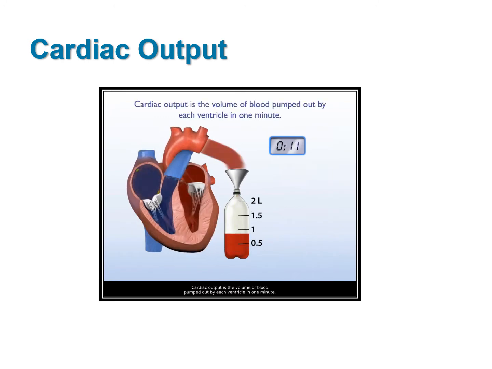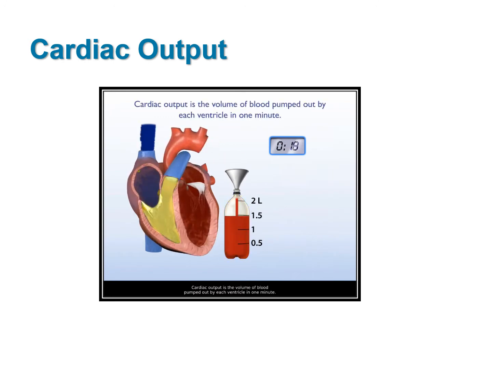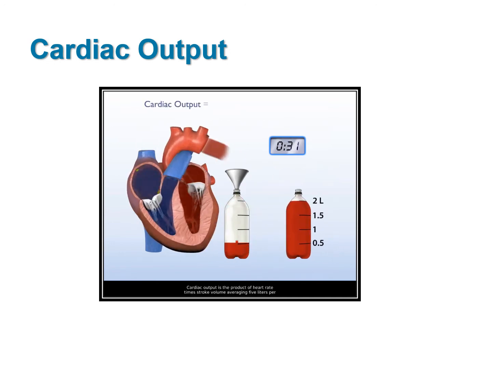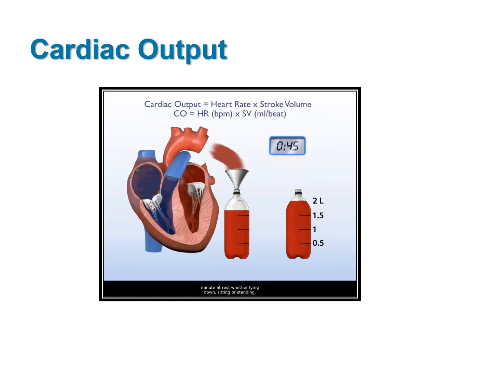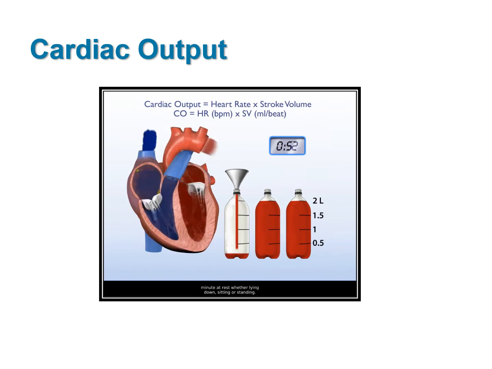Cardiac output is the volume of blood pumped out by each ventricle in 1 minute. Cardiac output is the product of heart rate times stroke volume, averaging 5 liters per minute at rest, whether lying down, sitting, or standing.